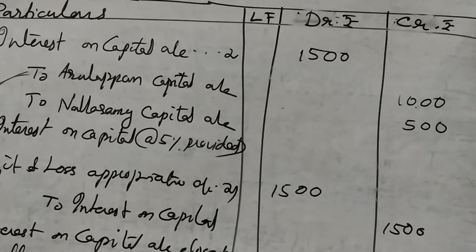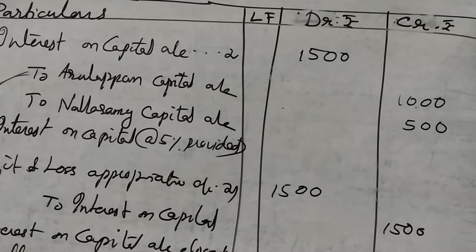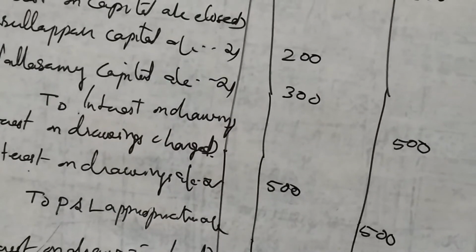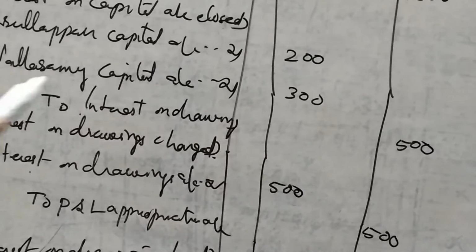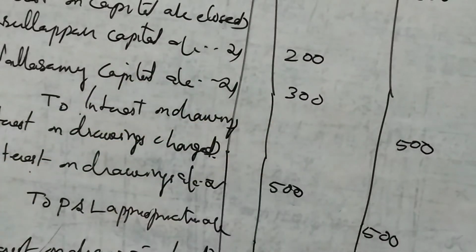Journal entries over. Then they want us to prepare profit and loss appropriation account for the year ending. So now we are going to prepare it. This is the journal entry: Arulappan capital account debit, Nallasamy capital account debit, to interest on drawings 500. Add together and write. Then interest on drawings transferred to P&L appropriation account 500. Okay. Now we are going to prepare profit and loss appropriation account for the year ended 31st December 2018.